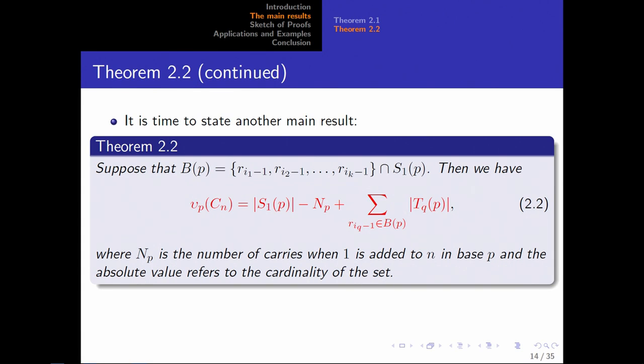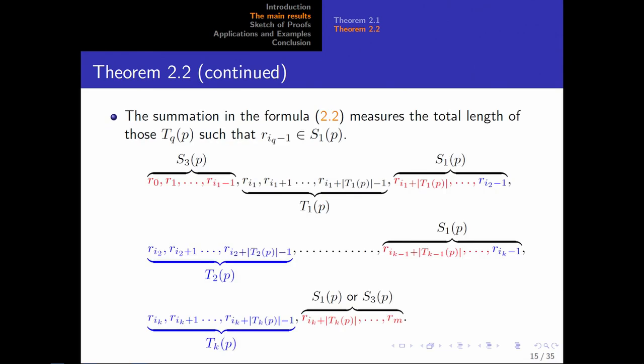But how about this summation? This sum means that if Riq minus 1 belongs to Bp, or you may say if it belongs to S1p, then the cardinality of Tqp will be contributed to VpCn. So you may see this picture in this example. Since Rik minus 1 lies right before the set Tkp, so the cardinality, and this number belongs to S1p, the cardinality of the following set Tkp will be added to VpCn.